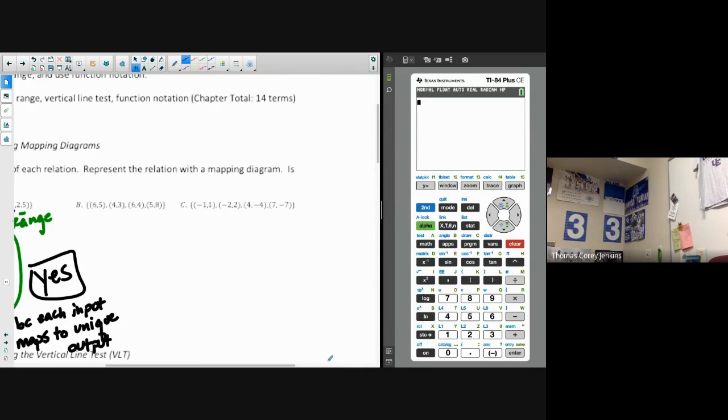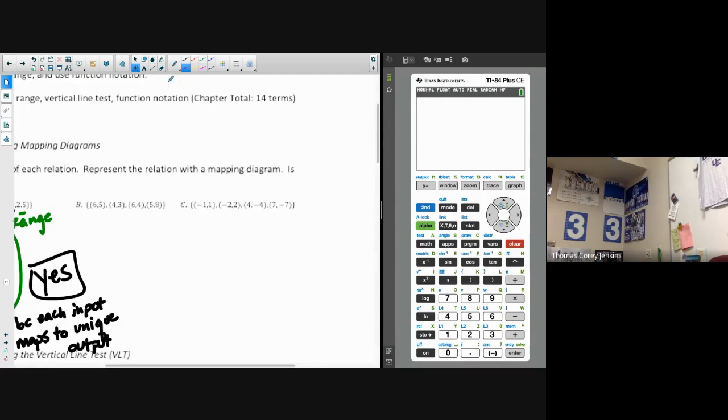All right, so that's how to do a mapping diagram. Now, on B and C, I'm just going to show you without a mapping diagram how to quickly tell. And there are mapping diagrams, or something like a mapping diagram, on the filled out notes if you like to use that.